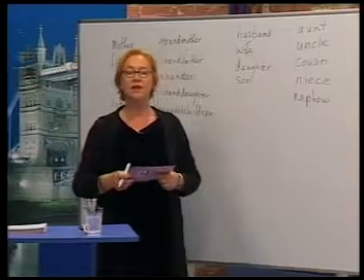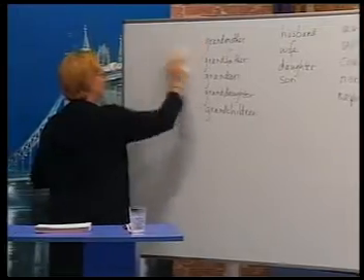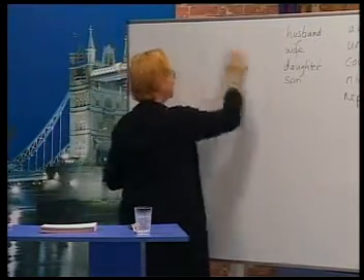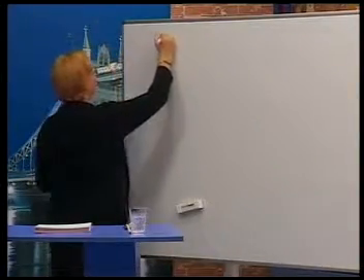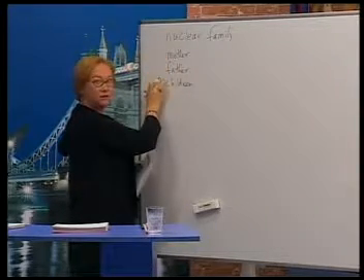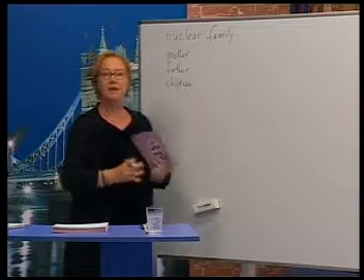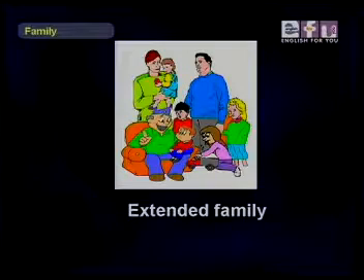Now, we're going to talk about two kinds of families. And this includes all of these. So, the first one is the nuclear family. The nuclear family is usually small. It has the mother, father, and children. This is the nuclear family. Mother, father, and children. Some families are big. This is the extended family.